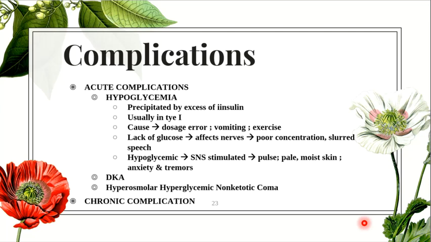So that can be precipitated by an excess of insulin, because they have not eaten food properly, and the insulin that they took in the treatment is going to act, so it can lead to a hypoglycemic condition. And usually hypoglycemia is seen in type 1, because usually insulin is the treatment in type 1, right? Cause can be a dosage error also, of course. It's like 1 unit, 2 unit, 3 unit, you have to be very careful how much you are given, so there can be a dosage error. There can be vomiting. The patient has eaten but they had vomiting, so there was not enough food.